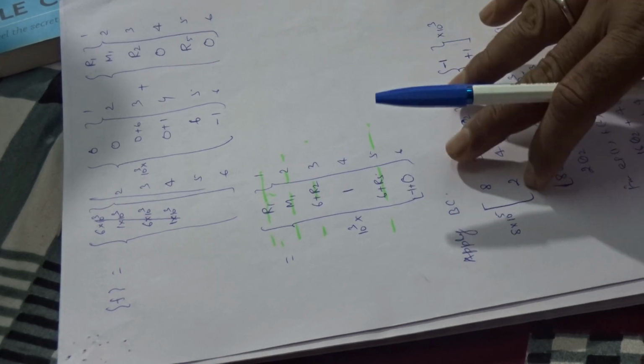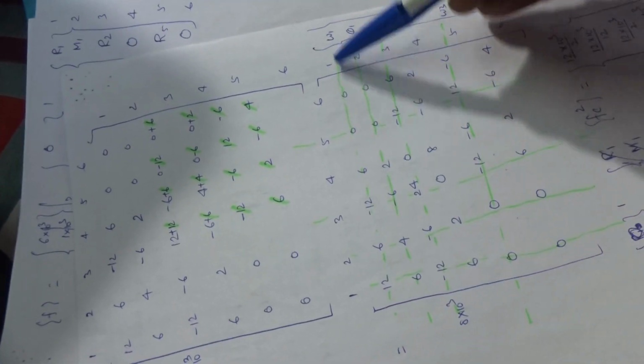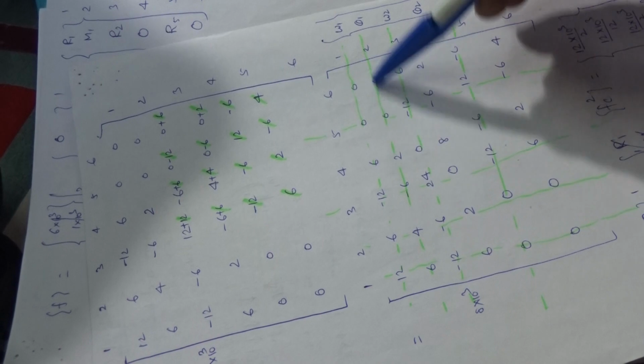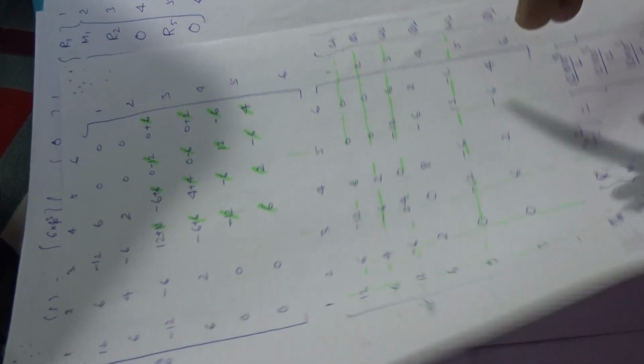Now we apply the boundary conditions; the boundary conditions are already shown in the figure. The first degree of freedom is 0, so first row and first column are 0, the second degree of freedom is 0, so second row and second column are 0, and this one is the bond.